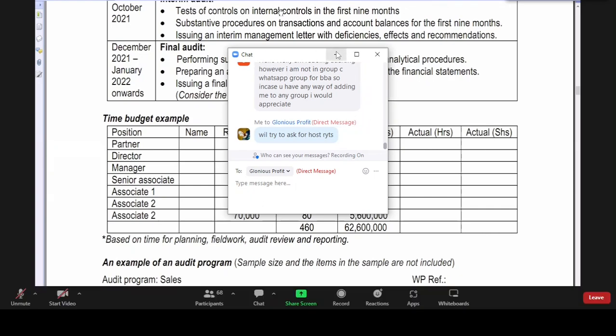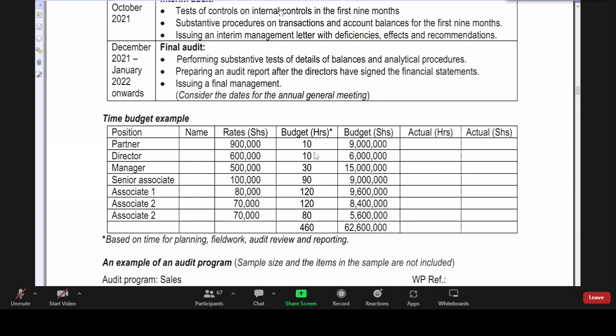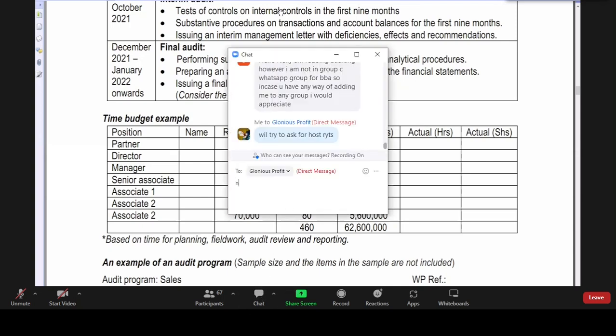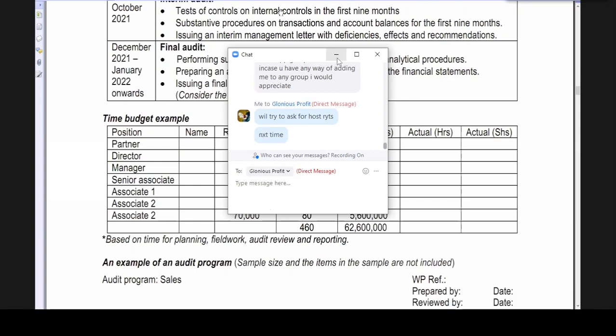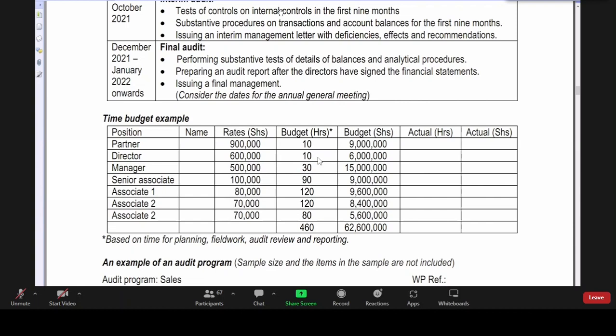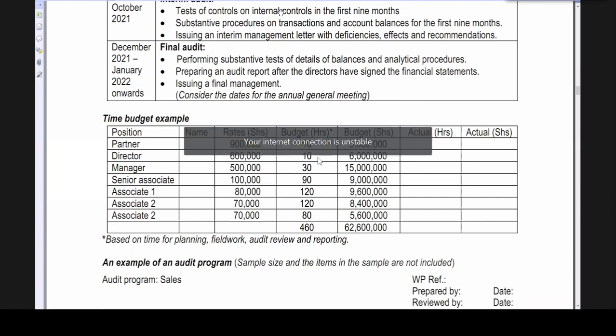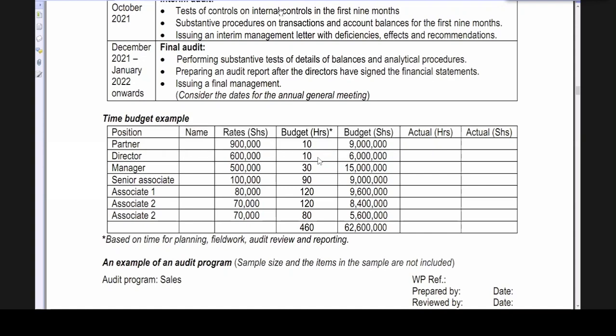Now here you see, for example, if your accounting period starts on 1st of January and ends on 31st of December, looking at everything in January 2022, you will say that, okay, in October we are going to look at the first 9 months, right? That is January to September. We are going to do tests of controls to see how the internal controls are. Then we shall perform some substantive procedures on a couple of account balances and transactions, right?